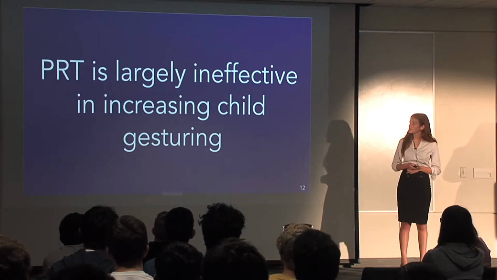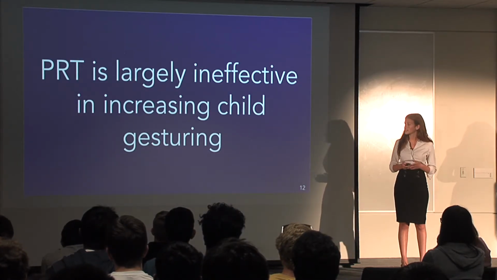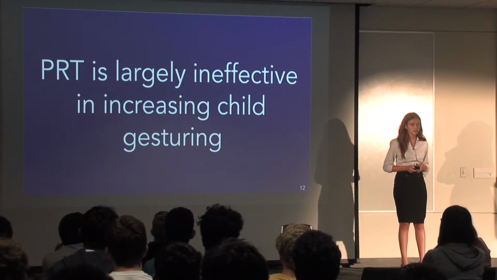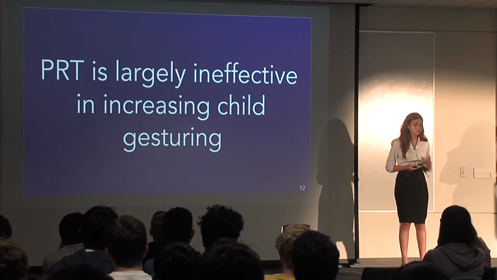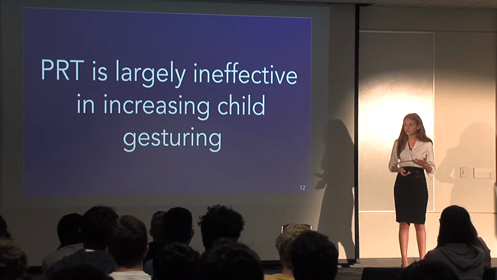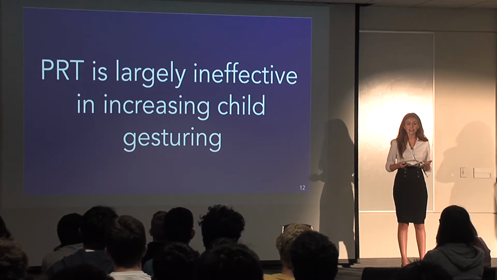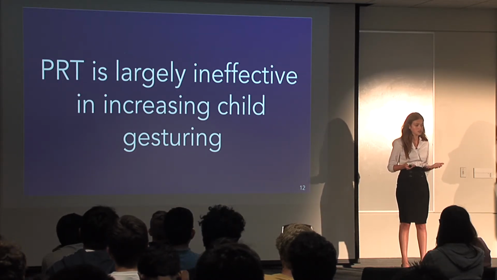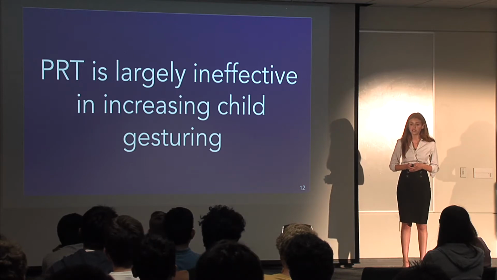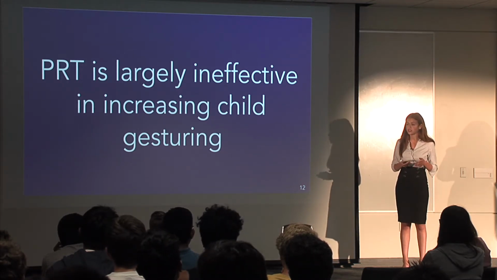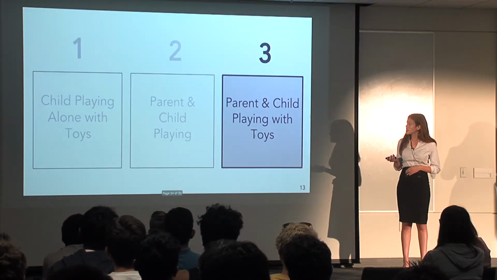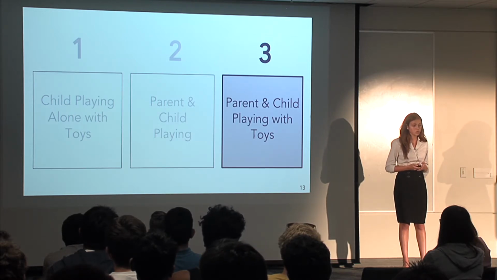Now our first finding was that PRT is largely ineffective in increasing child gesturing, which makes a lot of sense to us because PRT was adapted for children who are around 3 years of age, because that's when autism was typically diagnosed. However, we did find PRT to be effective on increasing gesturing in one setting: the setting where the parent and child were playing together with toys.